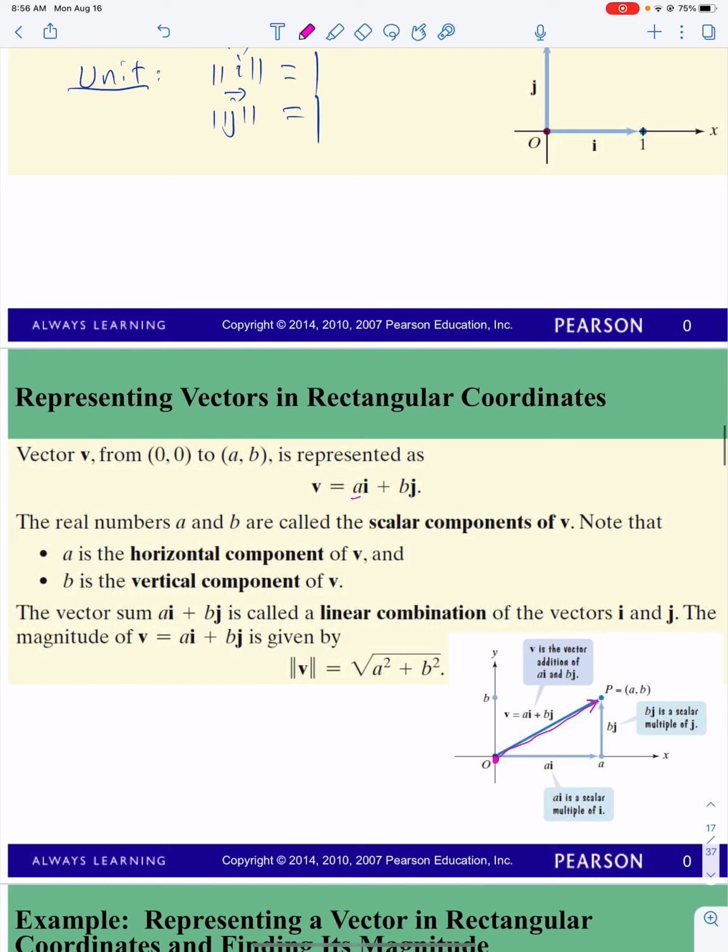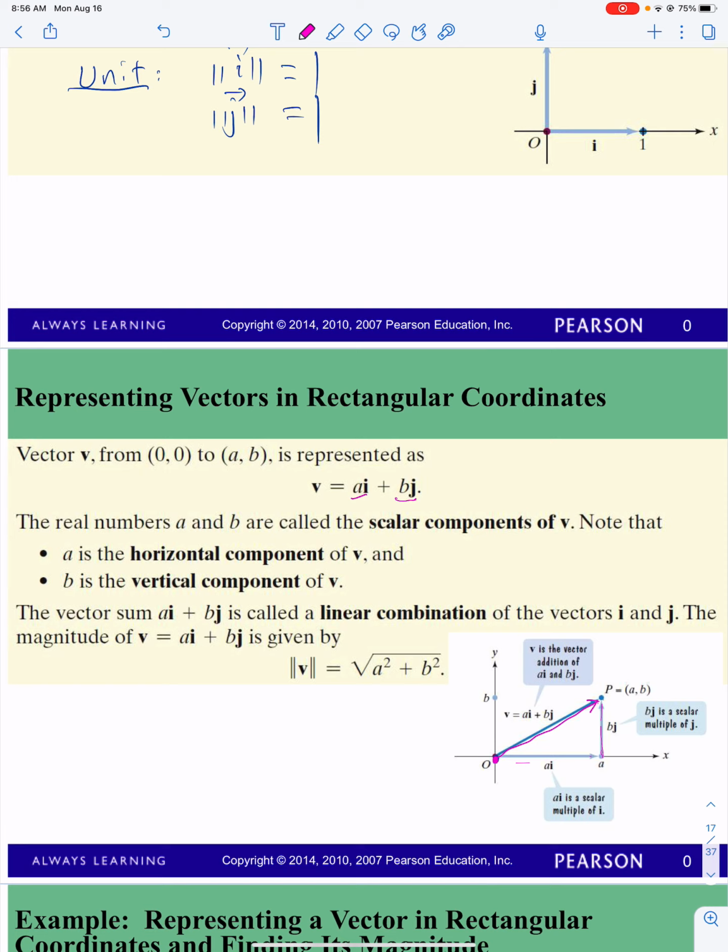It will be ai plus bj. Your a is your x coordinate, and your b is your y coordinate. You can also write it as ai + bj, because i is the unit vector on the x-axis, and j is the unit vector on the y-axis.